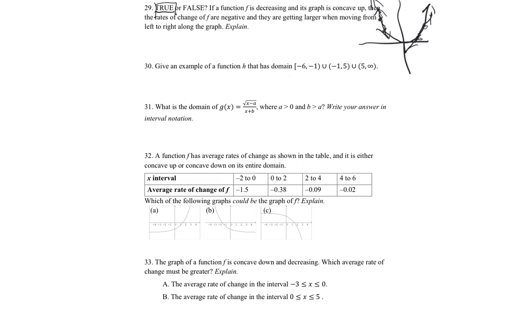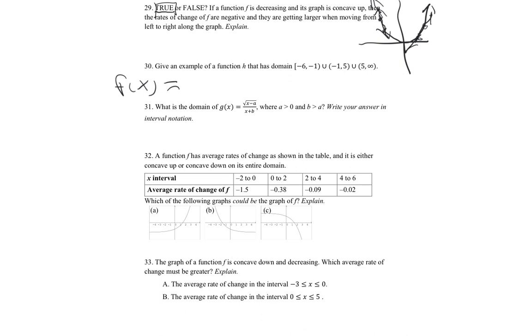For 30, we want to give an example of a function h that has a domain from -6 to -1, from -1 to 5, and from 5 to infinity, not including -1 or 5. So what we can do is define f of x to be... I'll leave the f, it's all messy. So we don't want anything past -6.